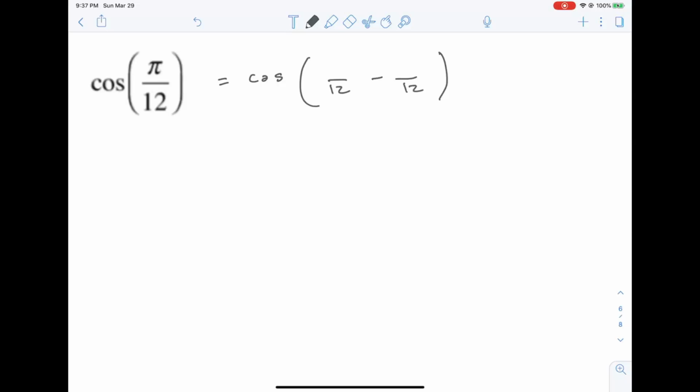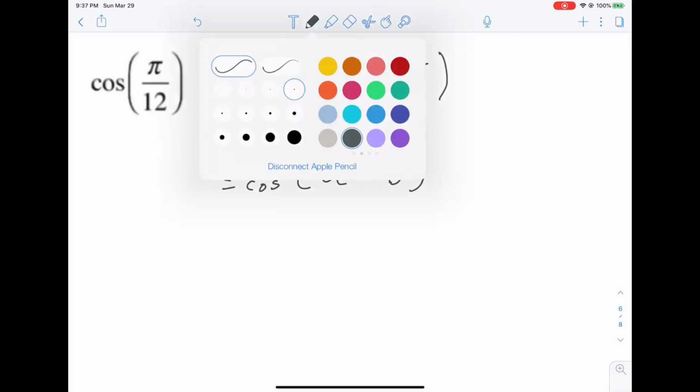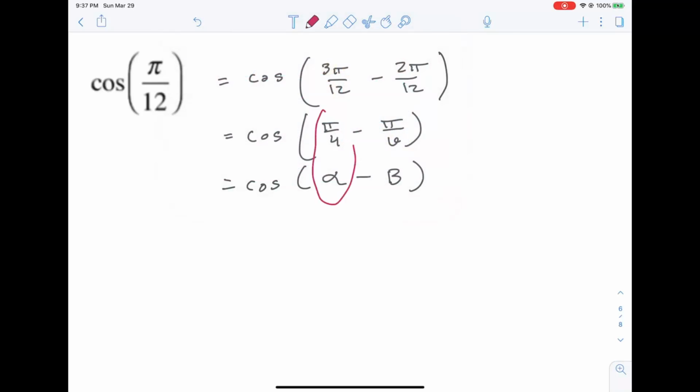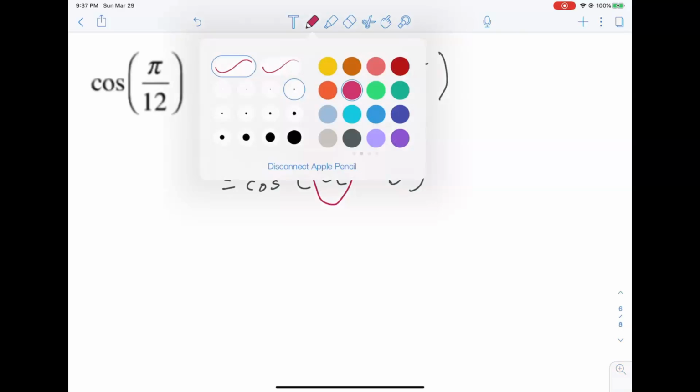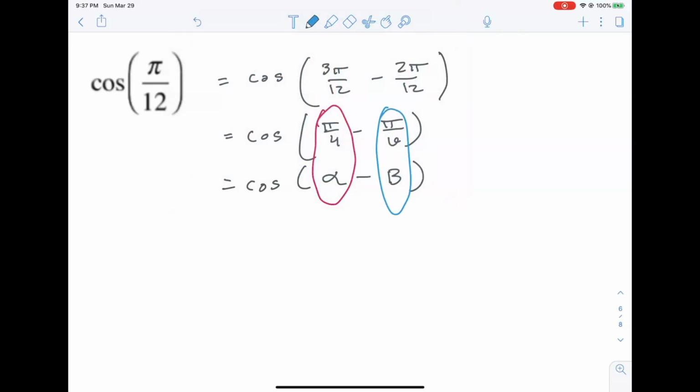All right. How about 3 pi over 12 minus 2 pi over 12? Will that work? I think both of those reduce. Okay, so let's give that a shot. So that's going to wind up being the cosine of pi over 4 minus pi over 6. I think the identity we're going to use this time is alpha minus beta. Okay, and this time it looks like our alpha is going to be pi over 4 and our beta is going to be pi over 6.